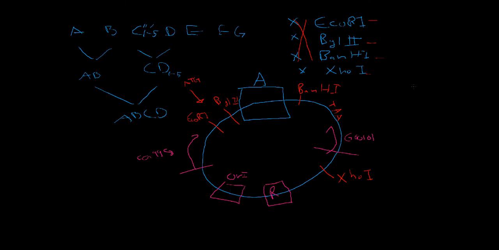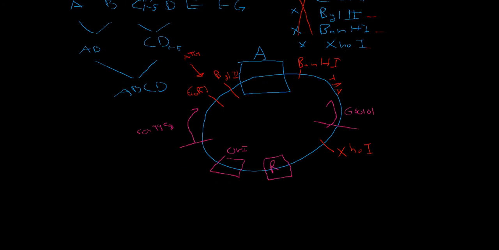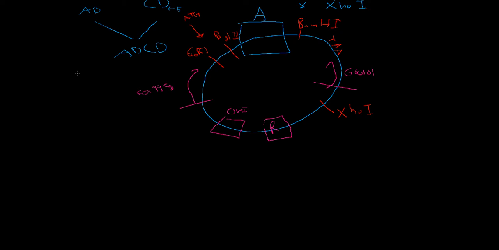So let's just say that we have A on the genome somewhere. We're starting off with some genomic DNA, and A is over here. And we'll just pretend that there are no restriction sites, that we got lucky.